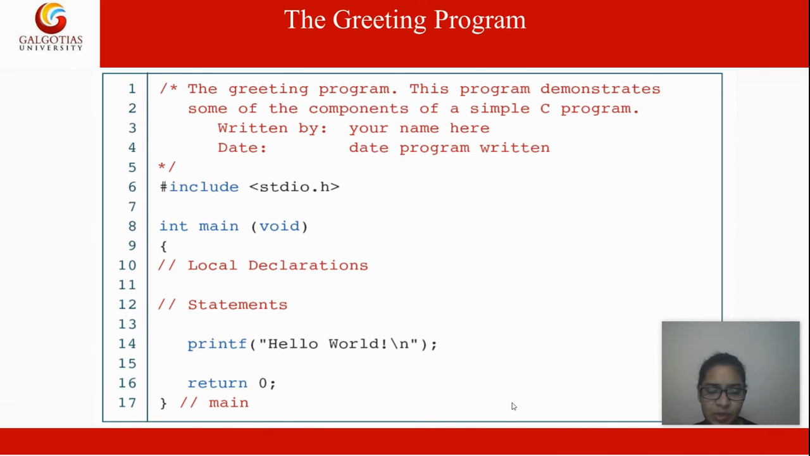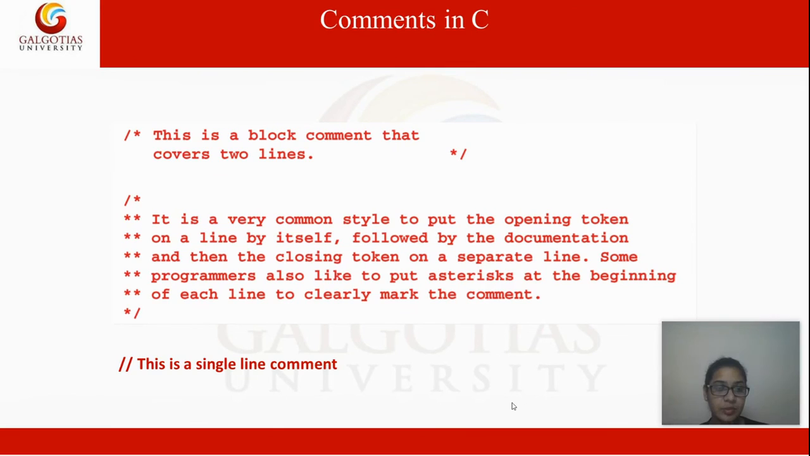But this is not starting with a slash and a star. This is a double slash. This is a single line comment. The first one was a multiple line comment. This is a single line comment. So you have two types of comments. If you want to write multiple statements all together, you can use a multiple line comment or a comment block. If you want to write a small instruction, maybe a few words, then you can use this single line comment.